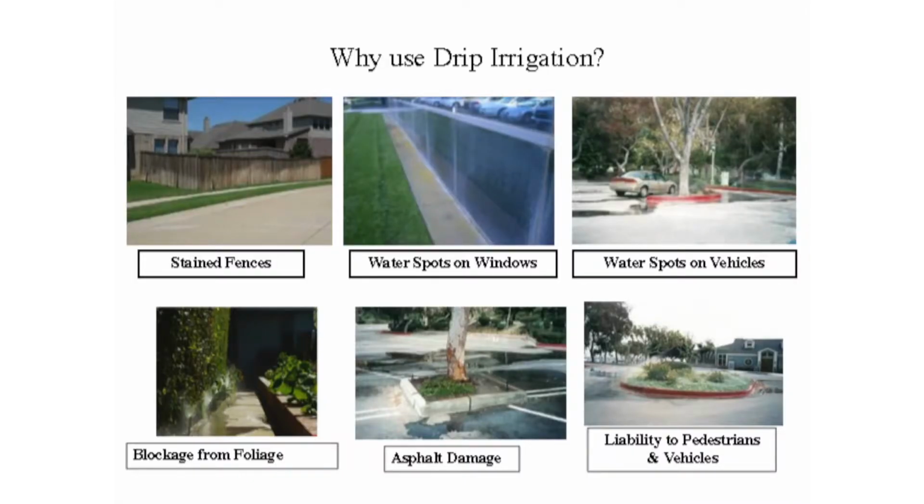So why use drip irrigation? Well, we can eliminate things like stained fences, water spots on windows, water spots on vehicles, foliage being blocked, asphalt damage, and liability. If you're part of a homeowner association and you're getting this constant asphalt damage, most likely your dues are going to have to help pay for some of that repair. So if we can eliminate that, we're going to keep things stronger and healthier.